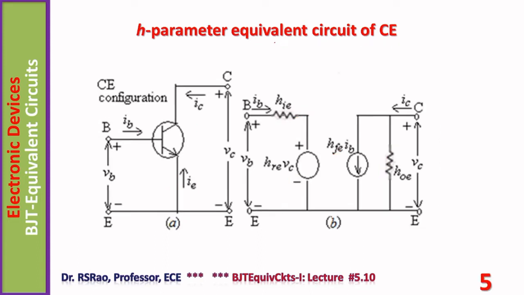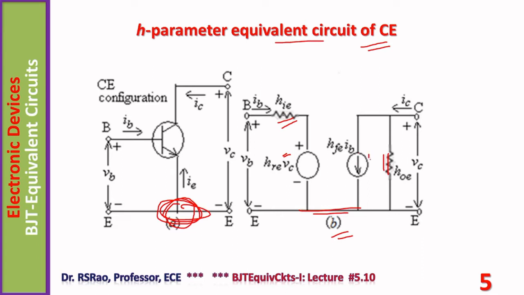Here is shown H parameter equivalent circuit of CE configuration. Emitter is common. So it is common emitter configuration. In B is shown the equivalent circuit. Here also one can see one resistance on the input side, one conductance on the output side, one dependent voltage source, Hre Vce, and one dependent current source, Hfe Ib.